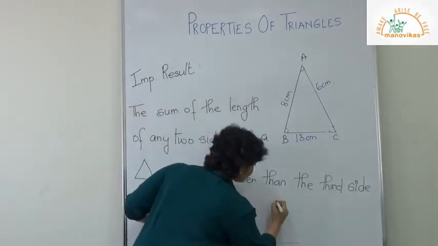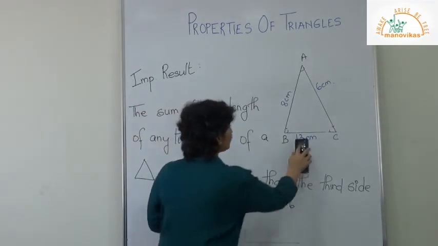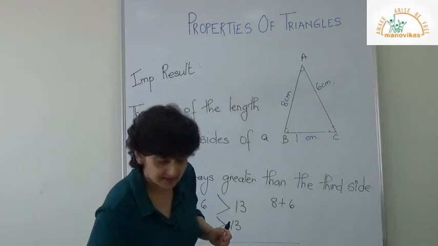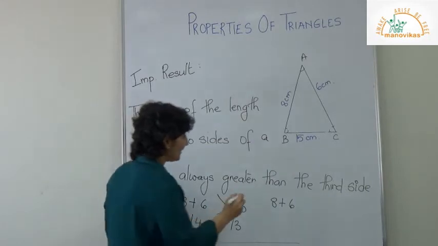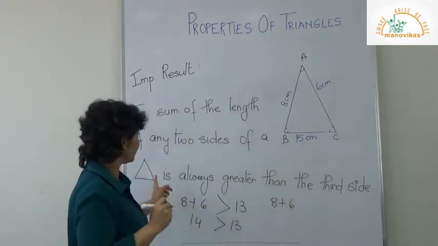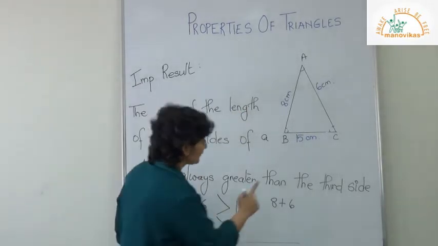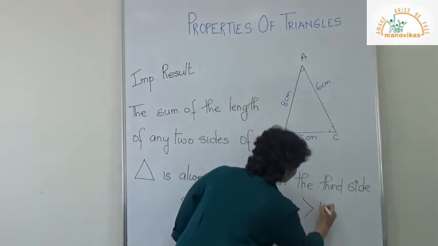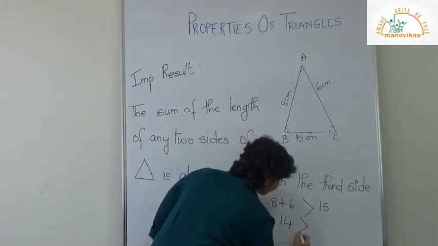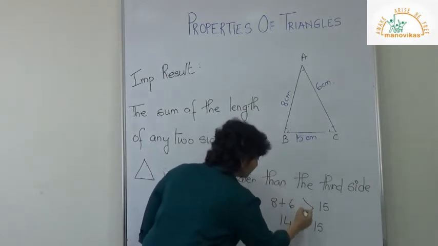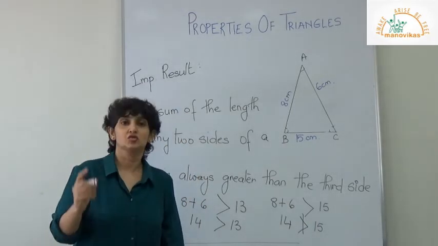But suppose I had 8 plus 6, say, and this, let me take this as 15 centimeter. Now I know your condition: the sum of the lengths of any two sides should be greater than the third side. Now 8 plus 6 should be greater than 15. Correct? That is your condition. But 8 plus 6 gives me 14 and here it is 15. That means I cannot construct this triangle or I cannot draw this triangle.